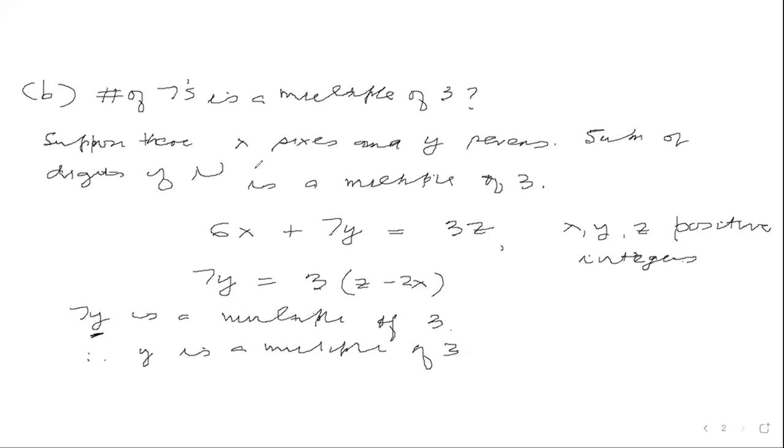And we said that there are y 7s. So what we have shown is that the number of 7s, that's y, is a multiple of 3. And that's exactly what we needed to show.